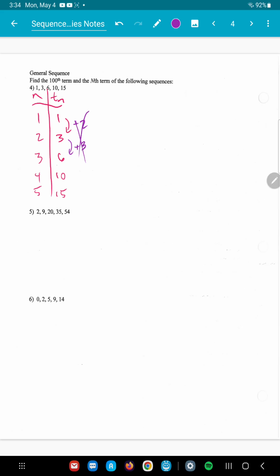I can see that's not arithmetic, right? Let's go ahead and try geometric. So I'm going to multiply by 3. Nope, it doesn't multiply by 3. So this is also not geometric. This is going to be a neither sequence.